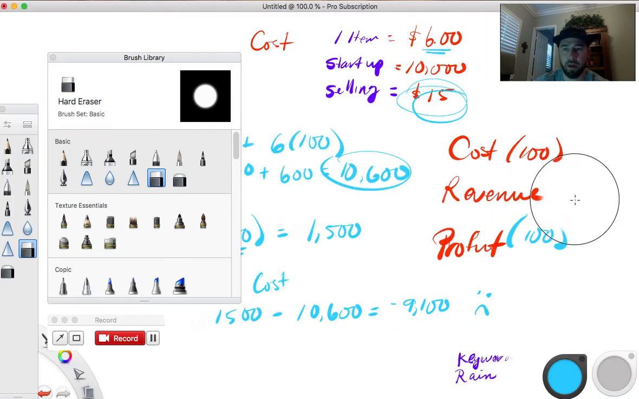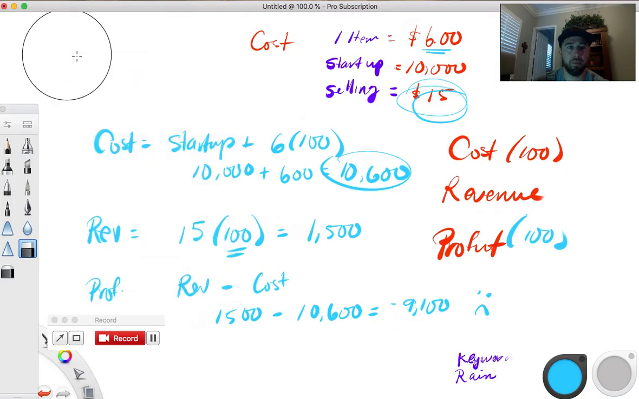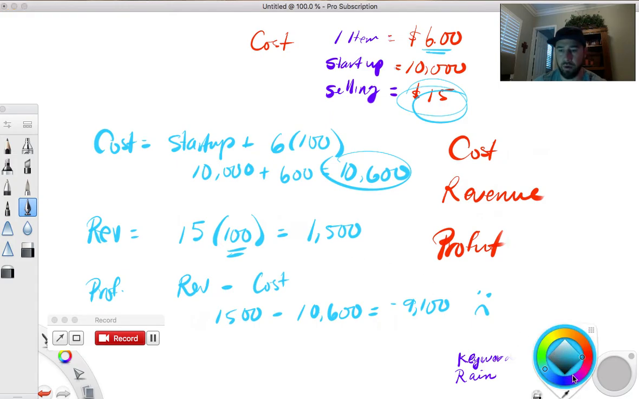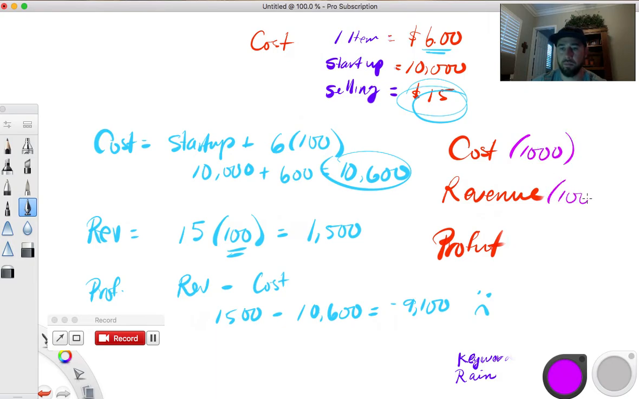Okay. We're going to keep everything the same, except we're not going to sell 100 and we're not going to make 100. Let's ramp up production here. Let's say, hey, we're going to go ham. We're going to sell and make 1,000 items.